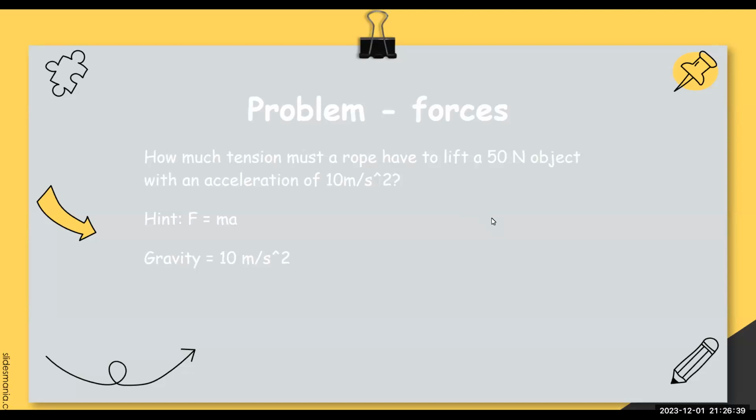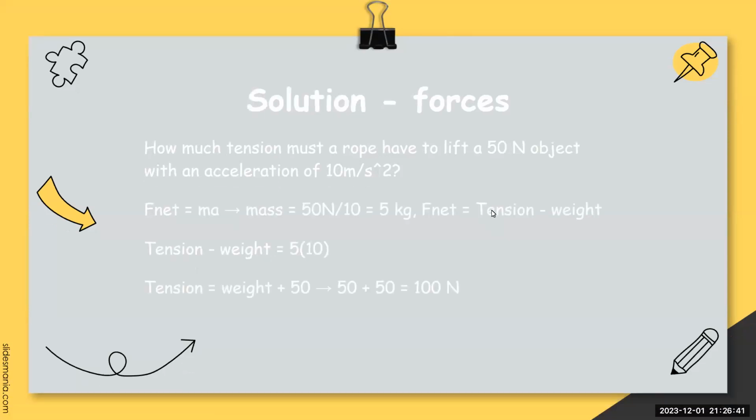So, like I said, the net force in this case would be the tension force minus the weight. And this part's a little bit tricky, but to calculate the mass, you want to divide it by 10. So 50 newtons over 10 would give you the actual mass, which would be 5 kilograms.